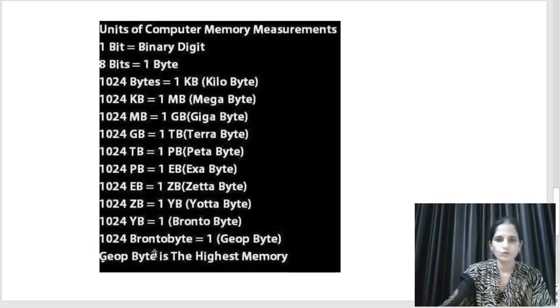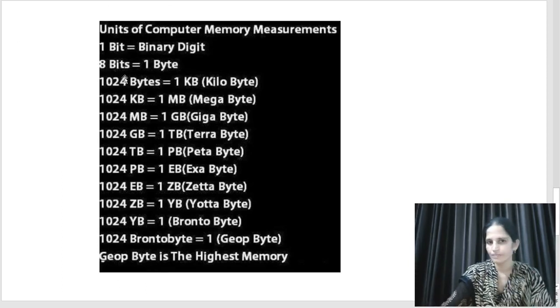And 1024 yottabytes is equal to 1 brontobyte, and 1024 brontobytes is equal to 1 geobyte. The highest and latest unit of computer memory is the geobyte. So the smallest unit of memory is the bit, and the highest unit is the geobyte. A combination of 4 bits is a nibble, 8 bits is 1 byte, and a collection of 1024 bytes is 1 kilobyte.